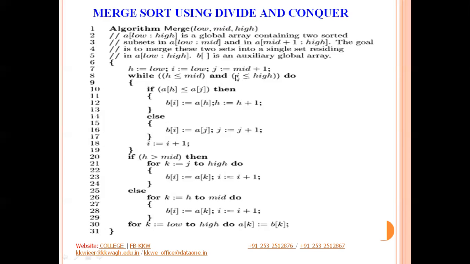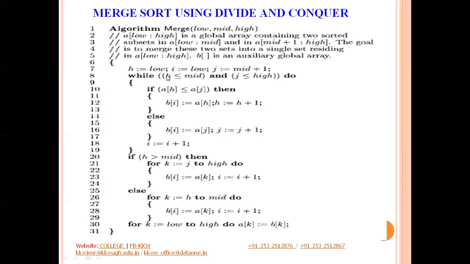So when J crosses high, that means your second list is covered. So that is the two pointers and the two conditions we are checking with those pointers. Initially both the conditions will be true, so we move inside the loop.